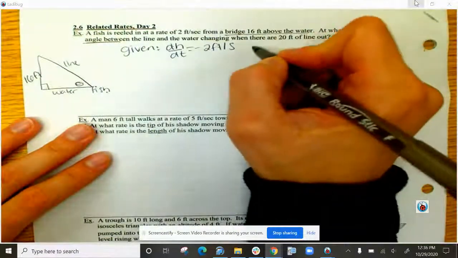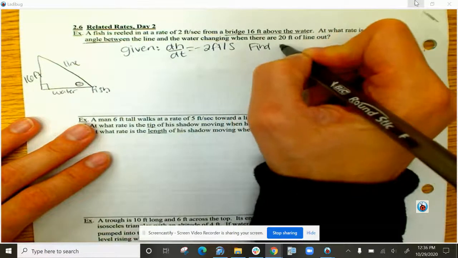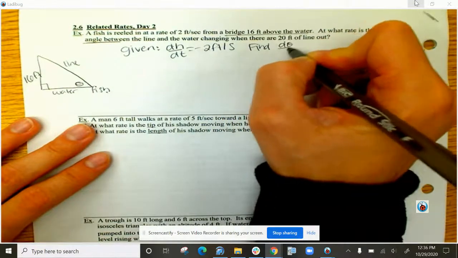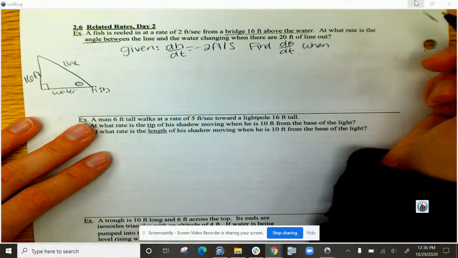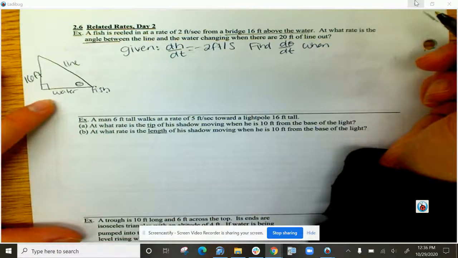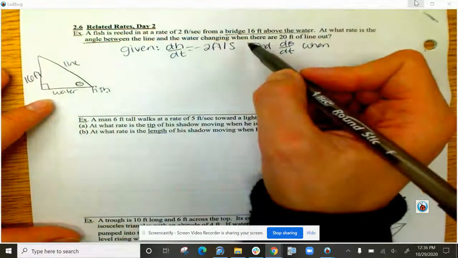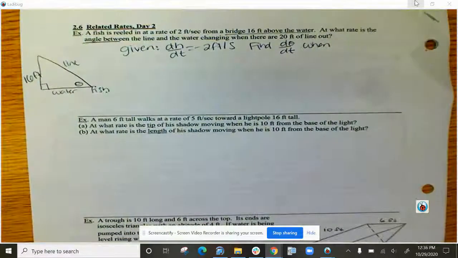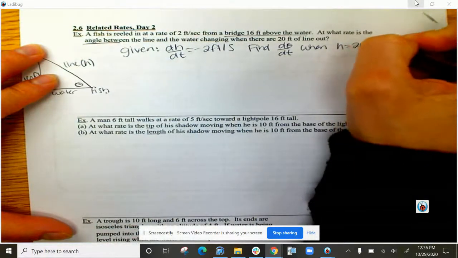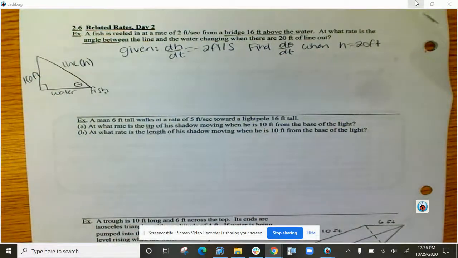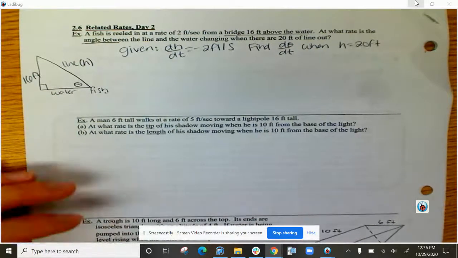And we're supposed to find the angle, which we're going to call d theta/dt, when there are 20 feet of line out, sorry. So when my H or my line is 20 feet. So that's that. So we have what we're given, what we're trying to find. We just got to figure out how to set this up.